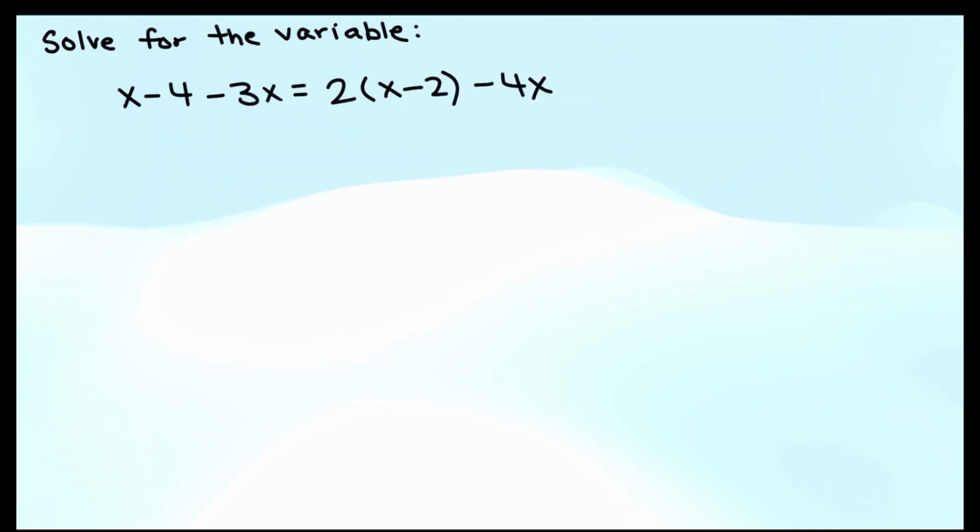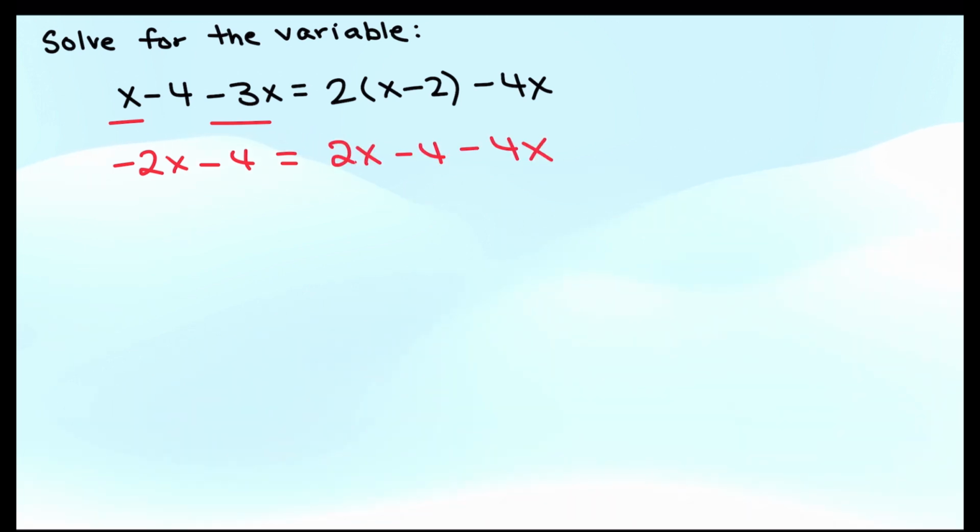All right, here's one more. Let's solve the equation x minus 4 minus 3x equals 2 times the quantity x minus 2, minus 4x. So first thing I'm going to do is simplify both the left and the right-hand sides. So on the left, we can combine like terms. 1x minus 3x is negative 2x. So I'm left with negative 2x minus 4.